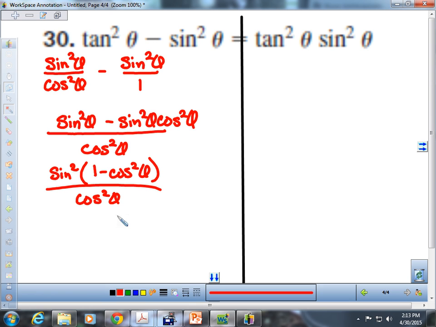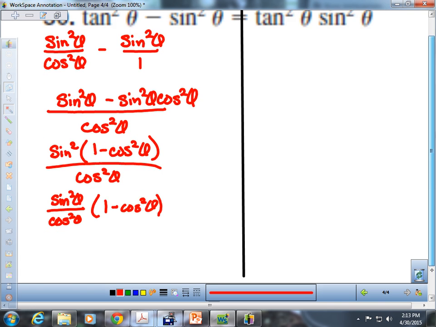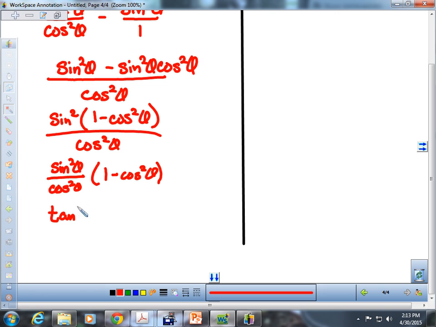Okay. And now again, I've always got my goal in mind. Well, what does my goal have? It has a tangent squared, right? Well, do I have my tangent squared now? Where's the tangent squared? Sine squared over cosine squared. So if I separate this out, and you wouldn't have to write this step, but I'm going to show you the steps here that I'm doing: sine squared over cosine squared times 1 minus cosine squared. And what is that sine squared over cosine squared then? That's our tangent squared. And now what do we have right here? The Pythagorean identity. 1 minus cosine squared is sine squared theta.